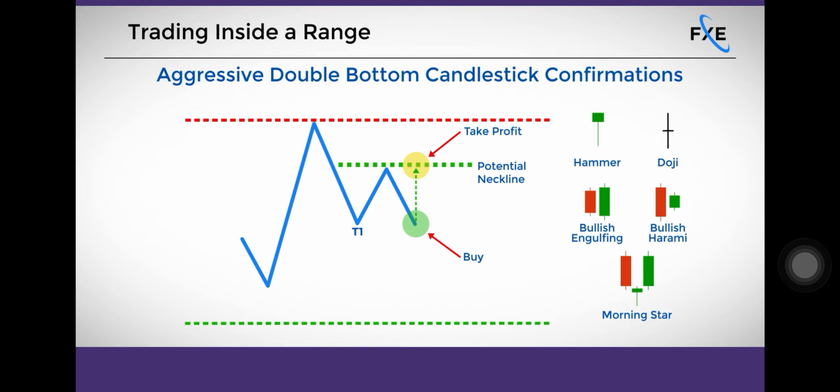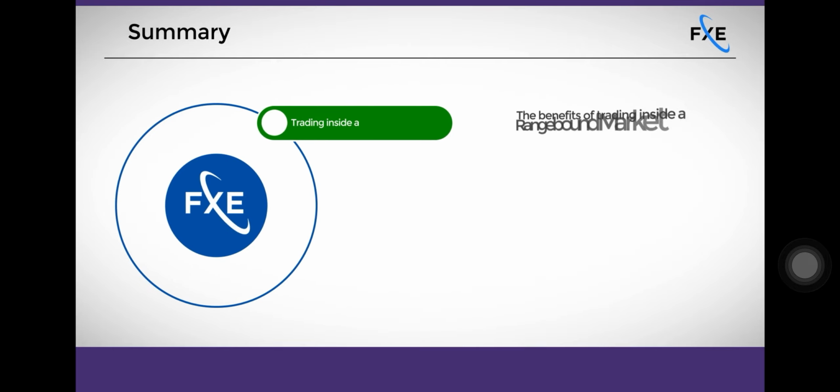With a potential double bottom formation appearing, the candlestick pattern has the added benefit of defined profit targets and isn't relying solely on the candlestick pattern alone, as there may be traders placing trades in the direction of the anticipated double bottom. In this lesson, we have learned the benefits of trading inside a range-bound market.